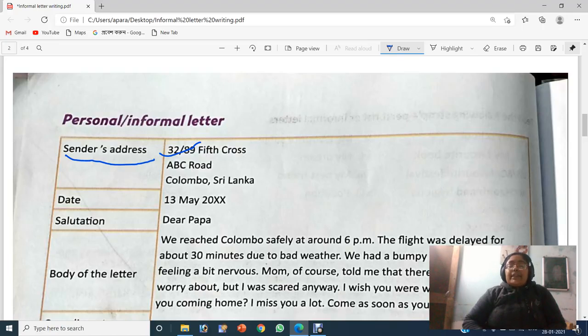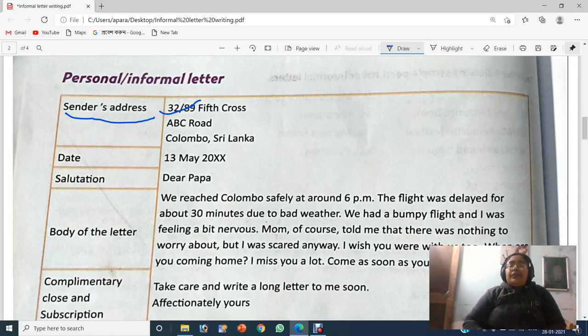Now coming down, the next part. On the left hand side, after the sender's address, the second thing to be written down is the date. The date which we mention here is the date when we are writing down the letter. Suppose today you write the letter, you will be writing today's date. The date mentioned here, 13th May 20 something, is an example given.